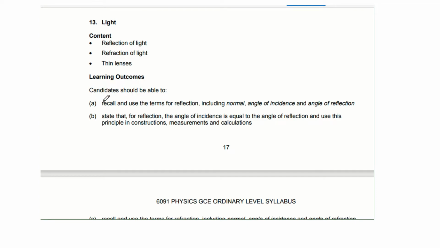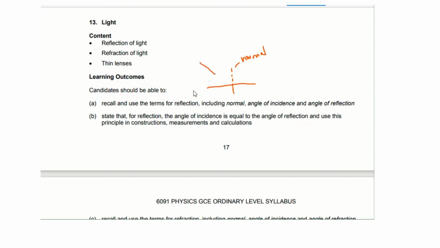Okay, so first, candidates should be able to recall and use the terms of reflection, normal, angle of incidence, and angle of reflection. So first, let's talk about reflection. So reflection is basically the light getting bounced off from a surface. Okay, so when we are talking about reflection, there will be a normal. So normal is perpendicular to the surface.